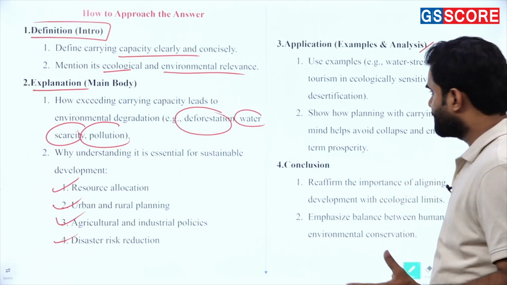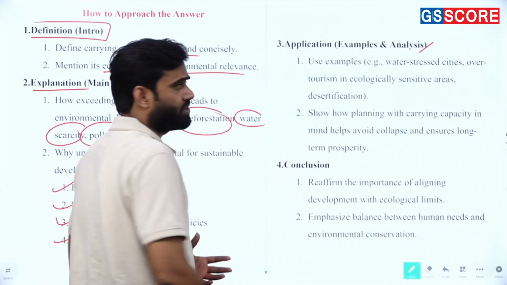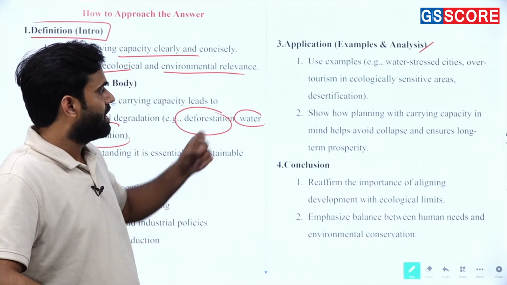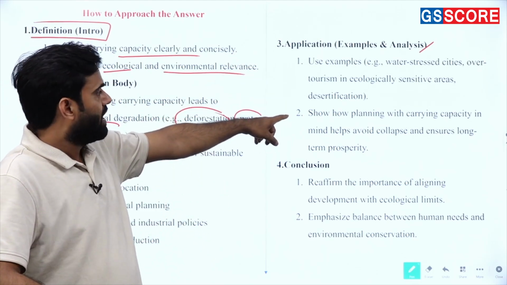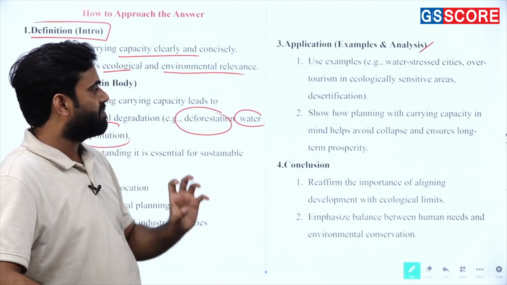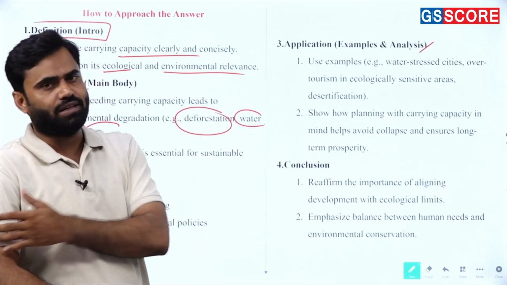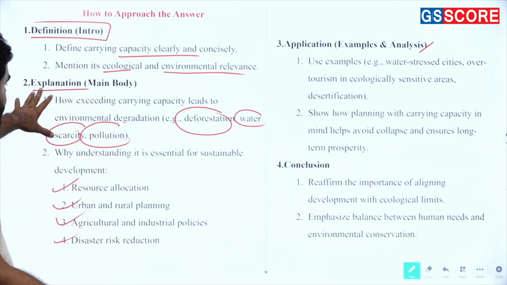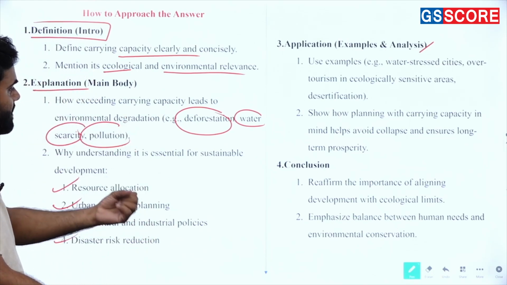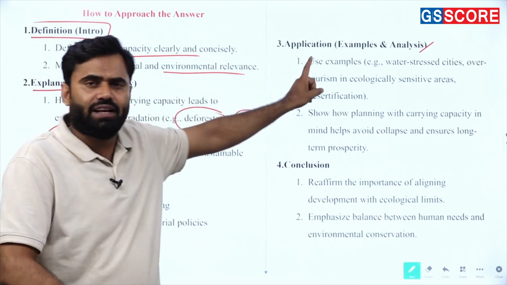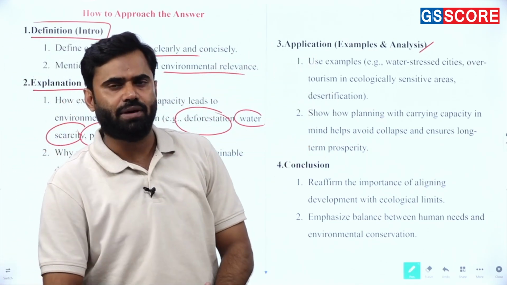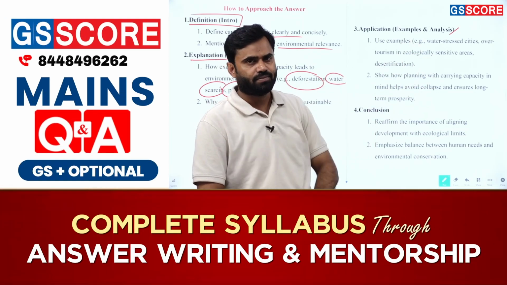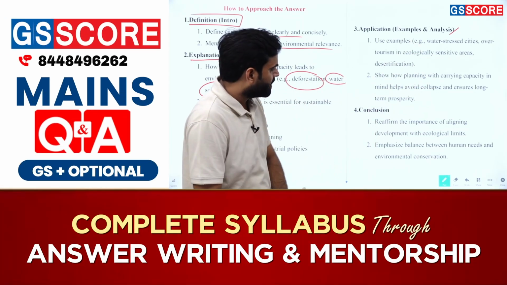Use examples from water-stressed cities, overtourism, and ecologically sensitive areas. Desertification you can add also, and show how planning with carrying capacity in mind helps avoid collapse. So the first part is the explanation, the second is why understanding it is essential for sustainable development, and the third is to give some examples or case studies from different sections. In the last part, you will find the conclusion.